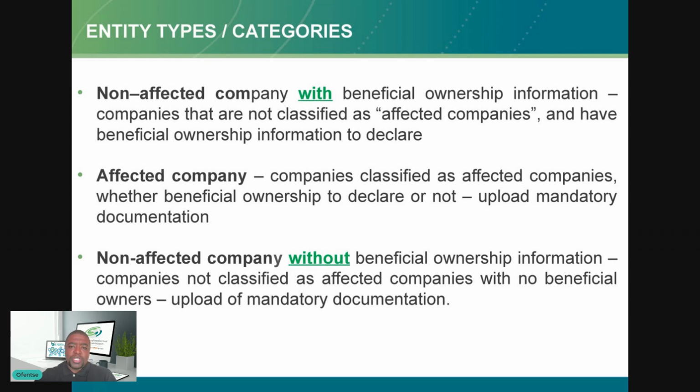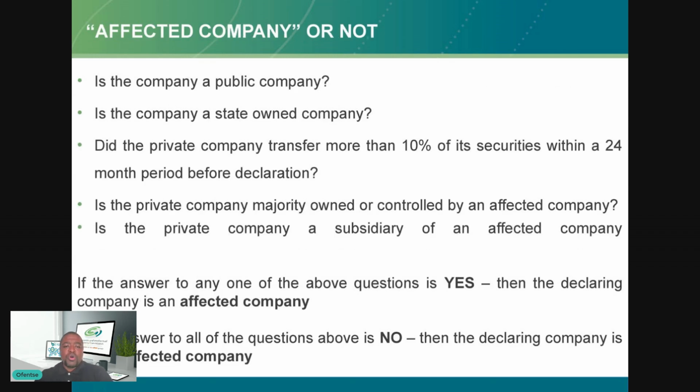Now, we're going to cover two simple questions that will give us an understanding as to which option to choose. So firstly, we're going to look at, are we an affected or are we not an affected company? And we're going to do so by going through the following questions. The first: is the company a public company? Is the company a state-owned company? Did the private company transfer more than 10% of its securities or of its shares in the past 24 months before declaring this information? Is the private company majority owned or controlled by another affected company? Or is the private company a subsidiary of an affected company?